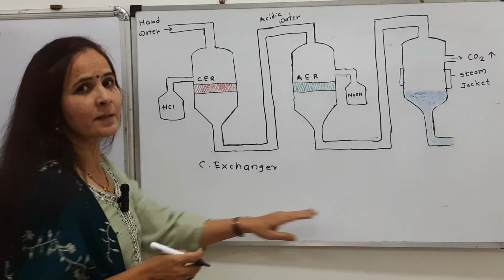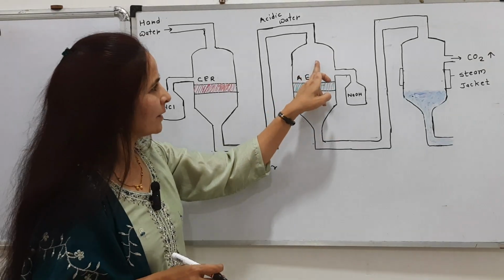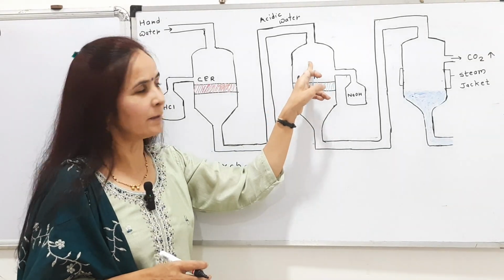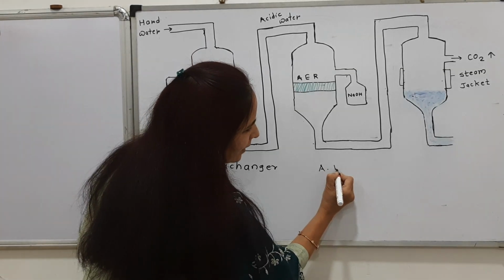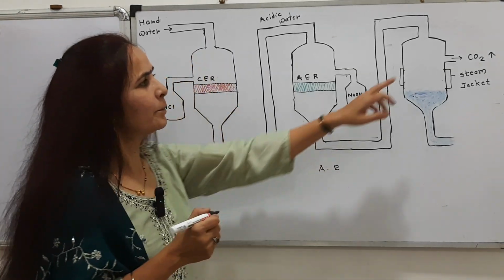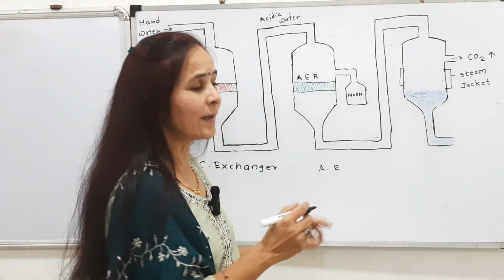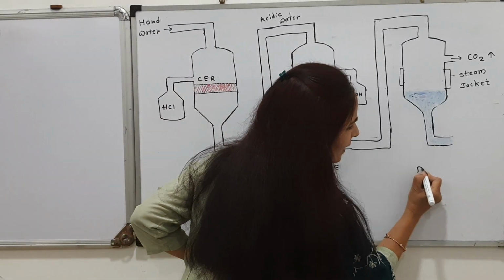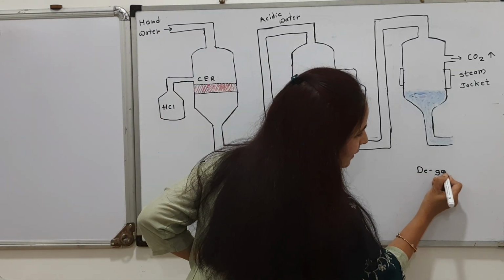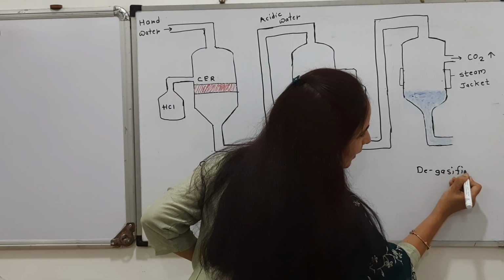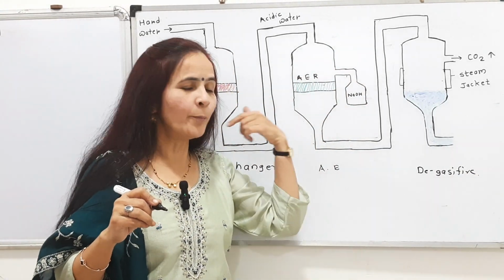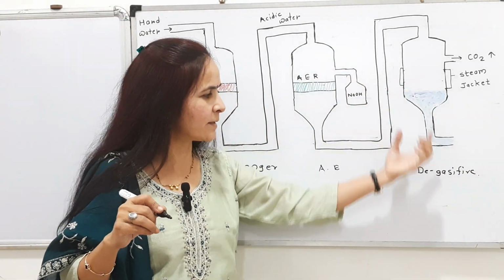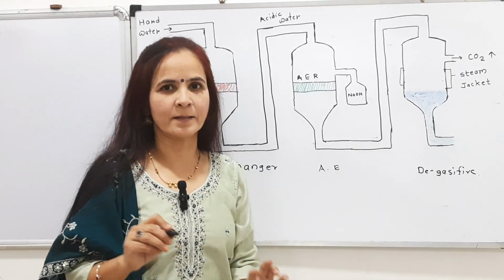In the second cylinder, anion exchanger resins are placed. It is known as the anion exchanger. And the third part is a degasifier. Again, "de" means to remove, meaning here the removal of gases takes place. That's why this cylinder is known as a degasifier.